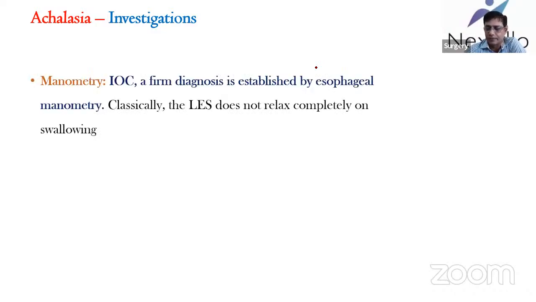Now, coming back to our achalasia, how to investigate it? As Dr. Rajendra has shown us also, we have a very specific barium swallow picture for achalasia. But overall, the investigation of choice for achalasia cardia is manometry, and the firm diagnosis of achalasia is established by esophageal manometry. What we do here is measure the pressure of the lower esophagus and the lower esophageal sphincter, LES, with the help of probes.